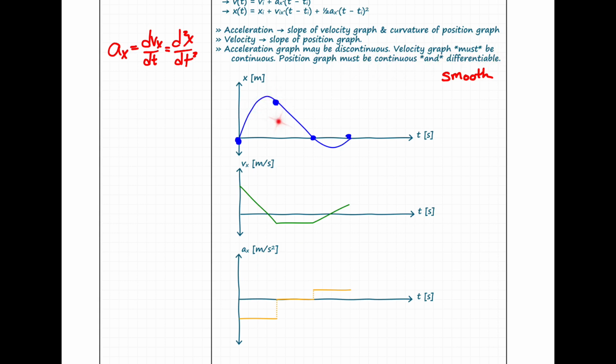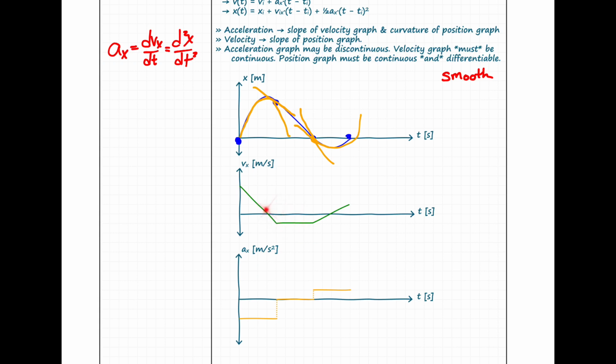Notice how we go from a parabola here to a straight line there, and notice how it's smooth right at that changeover. Same thing here, we have a parabola here, we have a straight line there, and again, notice that it's smooth there right at that changeover.